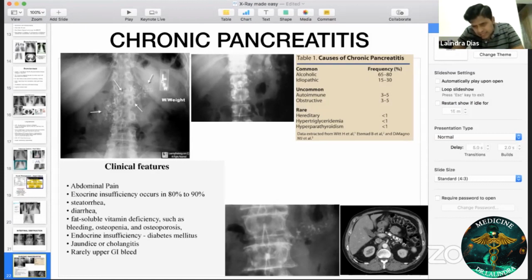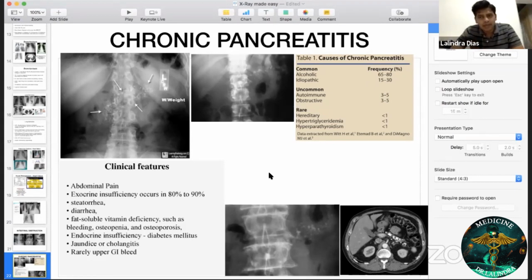And this is a CT scan showing calcified pancreas. So never miss this physical sign. It is not an emergency. It is not a medical or surgical emergency, but you should know if you have a patient with chronic pancreatitis, like chronic abdominal pain, chronic epigastric pain. He also gives a history of heavy alcohol consumption in the past.